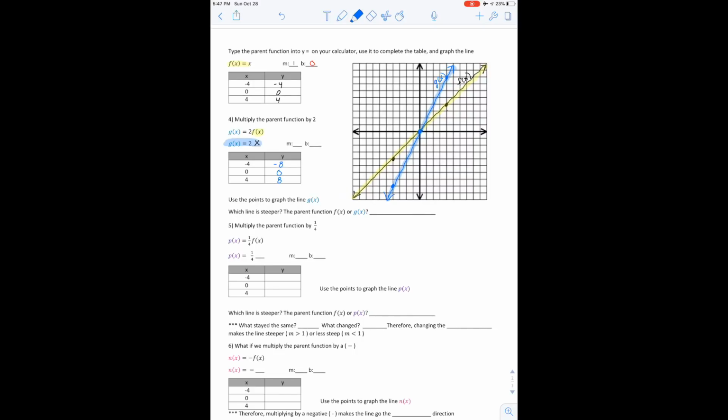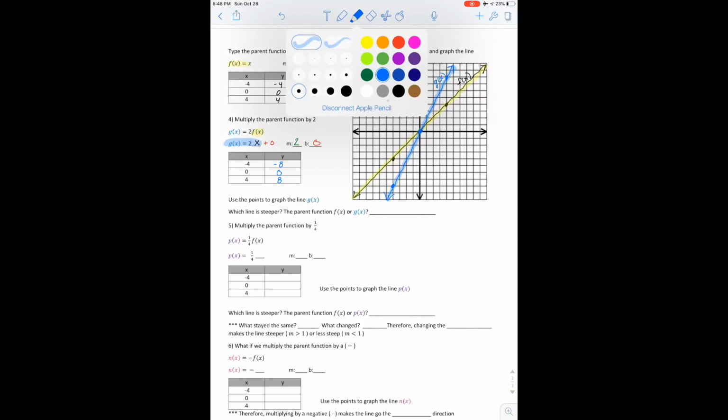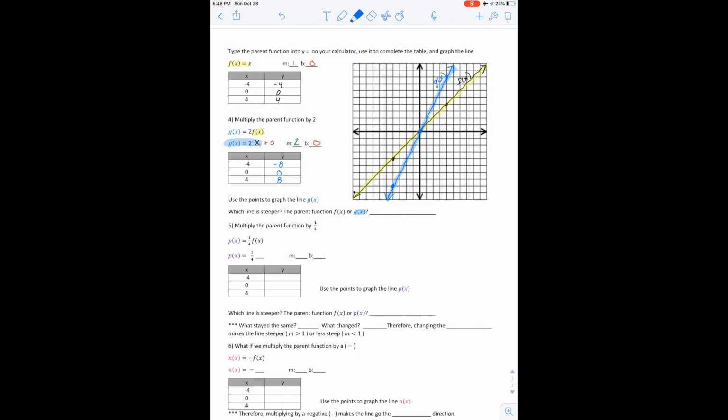All right, so now one thing we forgot to do is identify our m and b. So the slope in this equation is 2. The y-intercept in this equation is 0, right? Because we're not adding anything on there. So which line is steeper is the question. Is it the parent function, which is f of x, or is it g of x, our new line? Which one is a steeper line? Well, the blue line. Remember, steeper means it's going up at a faster rate. So think of a steep hill, which these were hills, which one would be steeper? So g of x is definitely steeper.